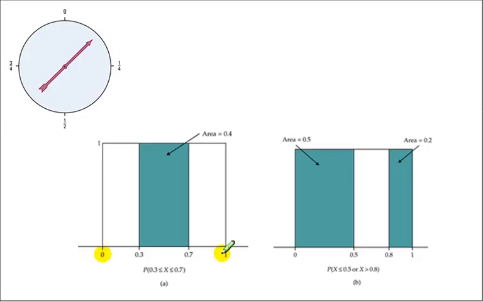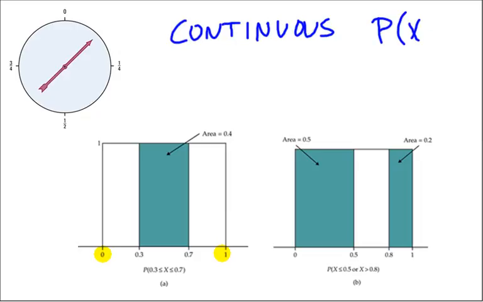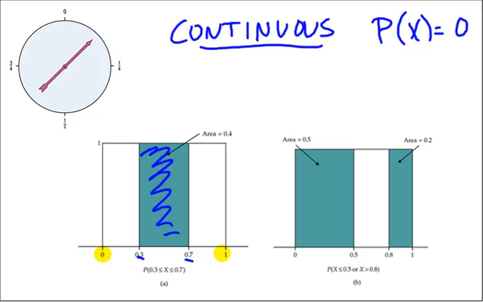And incidentally, a rule we might as well get used to now is that in a continuous distribution, each individual outcome has probability of 0. So if I said, what is the probability that I get exactly 0.3? That probability in a continuous distribution is 0. So what can I do with this? Well, I can say the probability between 0.3 and 0.7 is the area under the curve.